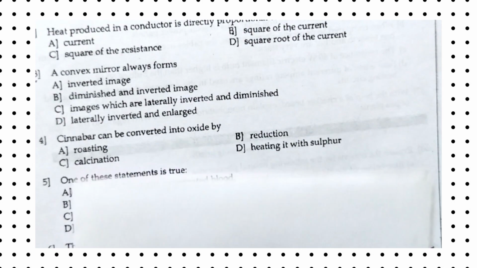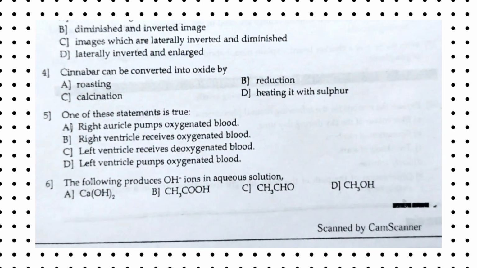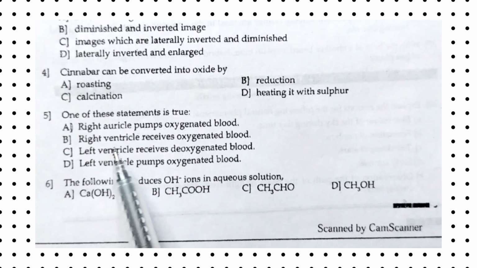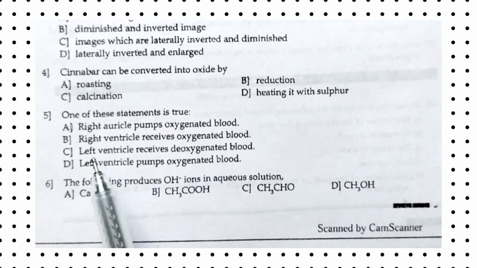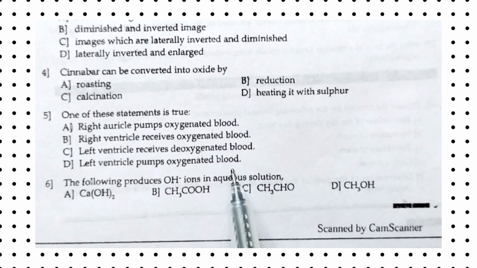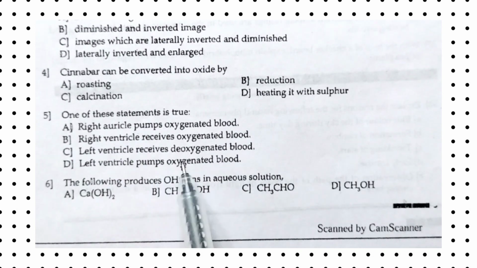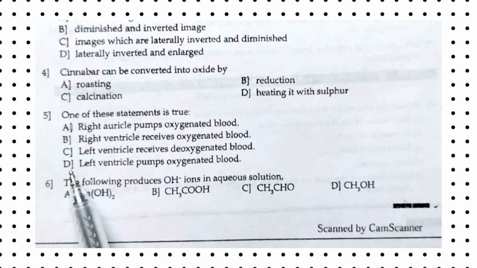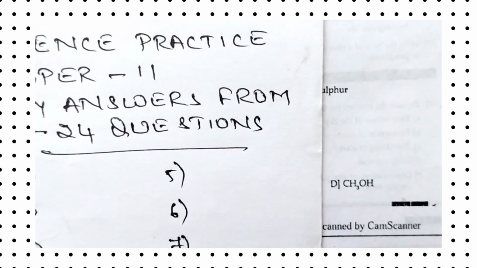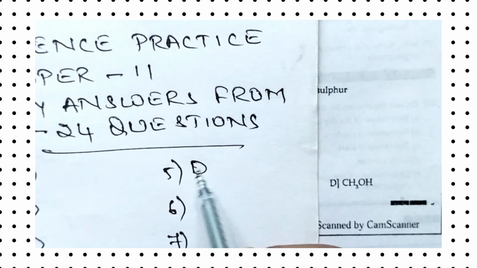Then coming to the fifth question. In the fifth question, one of these statements is true. Right auricle pumps oxygenated blood, right ventricle receives oxygenated blood, left ventricle receives deoxygenated blood, left ventricle pumps oxygenated blood. So the right answer for the fifth question is option D, that is left ventricle pumps oxygenated blood.